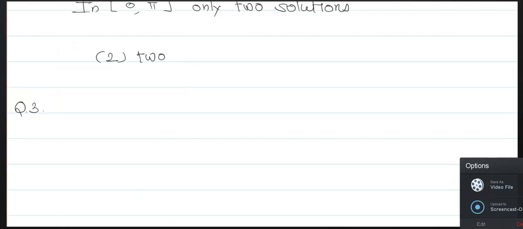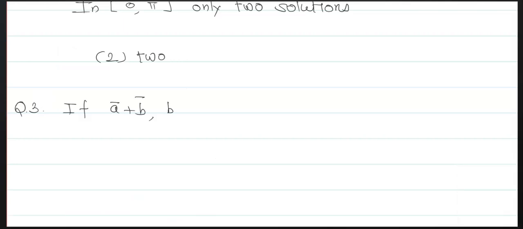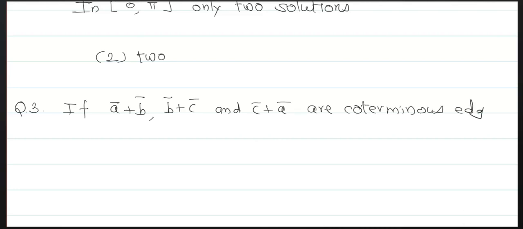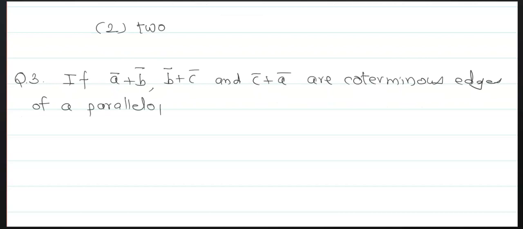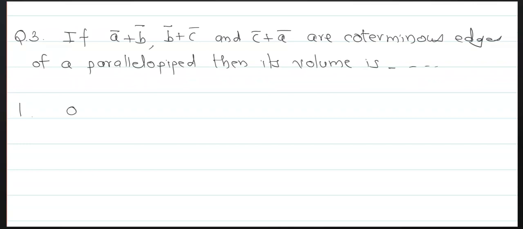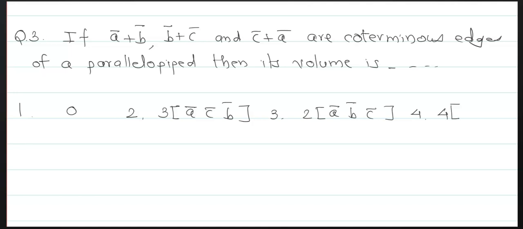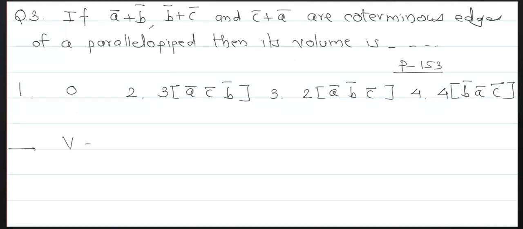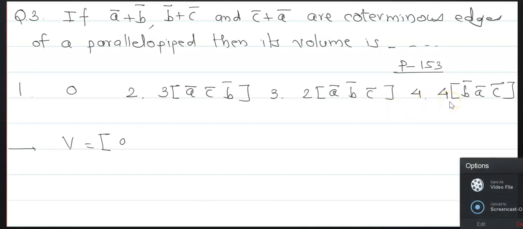Next is question number 3. If A bar plus B bar, B bar plus C bar, and C bar plus A bar are the coterminous edges of a parallelepiped, then its volume is: first is 0, second is 3 in the box product, that is A bar, C bar, B bar, third is 2 in square bracket A bar, B bar, C bar, and the fourth is 4 in bracket B bar, A bar, and C bar.